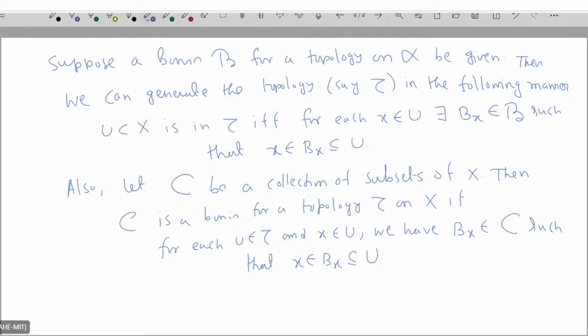Another thing is that from a given basis you can generate a topology another way: if you take all possible unions of members of the basis, that collection will also form the topology for which that is a basis. But in most cases we will use these two facts. This is how to generate a topology, and this is how to check whether a collection is a basis for the topology or not.